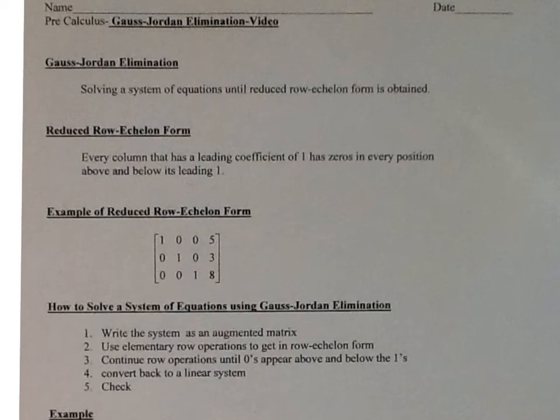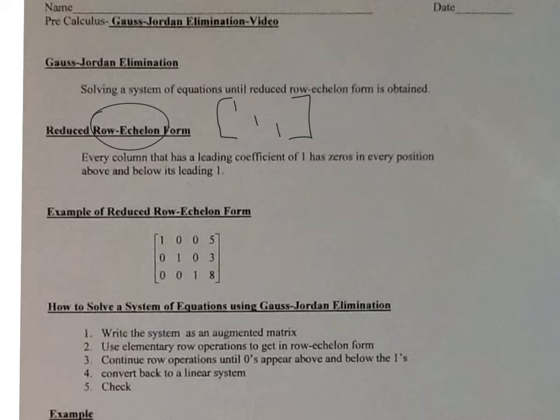Today what we're going to work on is the Gauss-Jordan elimination method. Gauss-Jordan elimination is solving a system of equations until you get a reduced row echelon form. Now we know what row echelon form is. That's when you have the 1, 1, 1 on the diagonal. Okay, so now we want to get a reduced row echelon form.